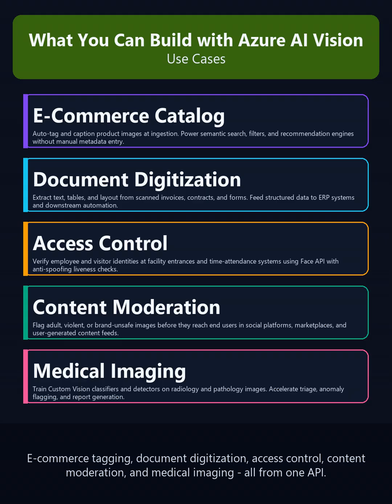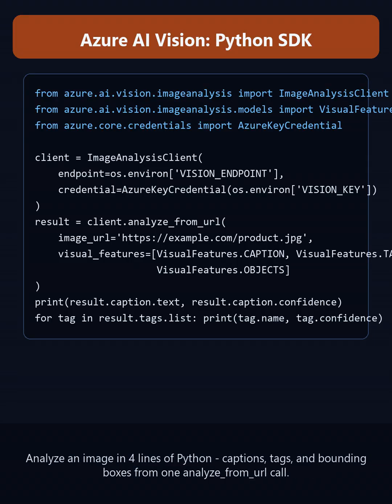4 lines to analyze an image in Python. Import the image analysis client from the Azure Vision package. Create a client with your endpoint and key. Call analyze with your image URL and the visual features you want. Then read captions and tags from the result. The same client handles Read OCR with a single method swap. Custom Vision uses a separate prediction client that calls your trained project endpoint with identical structure.